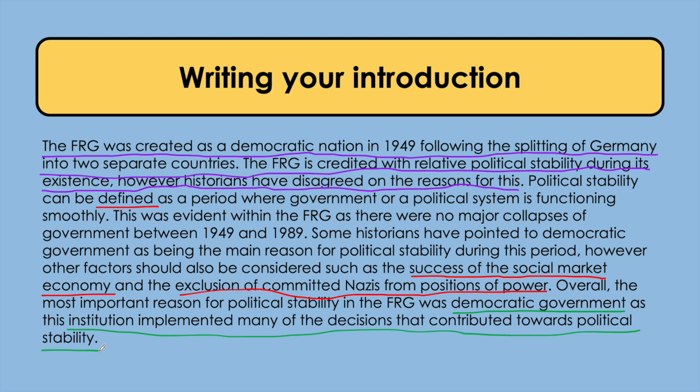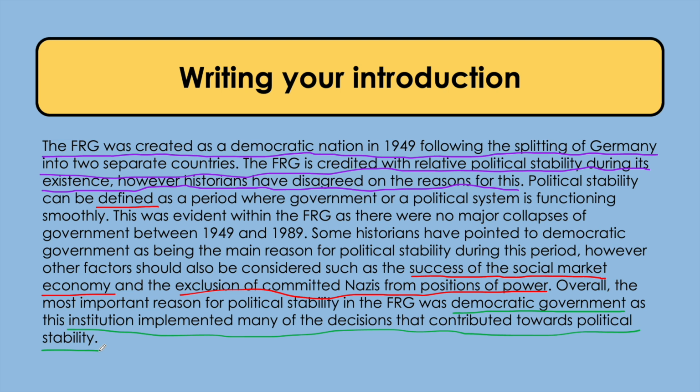So I'm going to develop that further into my main body, because what I'm going to be talking about is that whilst, yes, the social market economy and the successes that it brought did help to bring about political stability in the FRG, whilst yes, the exclusion of committed Nazis also helped to bring around political stability, ultimately both of those factors were decisions that were made by democratic government. So without that democratic government or those governments, would those decisions have been made? Maybe, maybe not. We don't know.